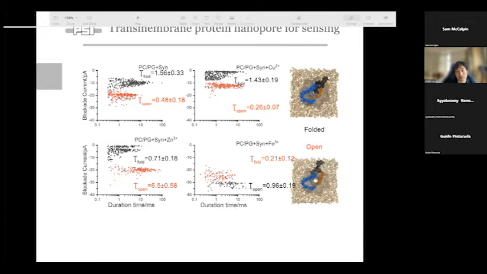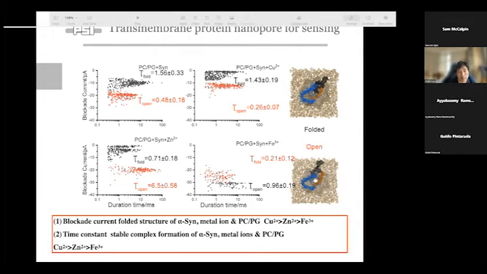Then we added metal ions to the nanopore, and we can see how different metal ions stabilize or moderate alpha-synuclein interaction with lipid membranes. We can compare their event half-time and also the block current. The dwell time and block current can give us lots of information. From the blocked current of the folded state, we can understand the folded structure of alpha-synuclein, metal ions and the negatively charged lipid membranes. We can see that copper can form a more stable structure than zinc and then iron.